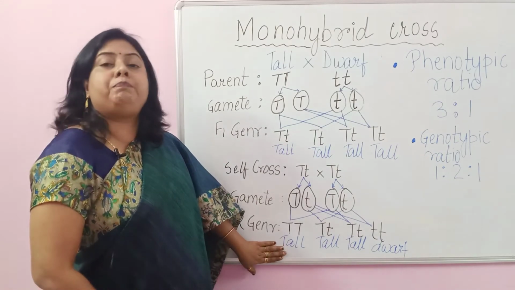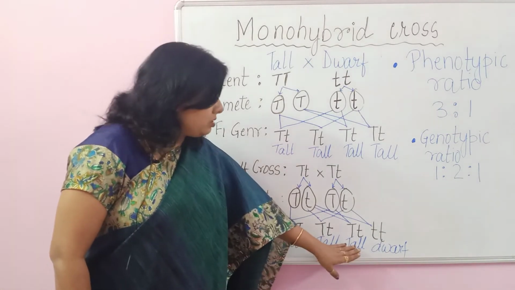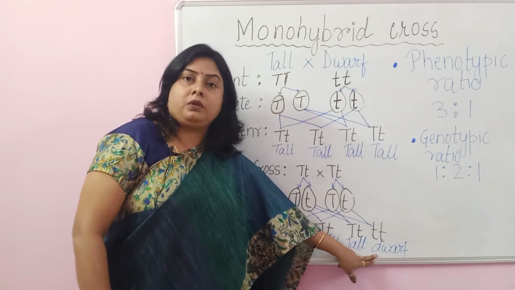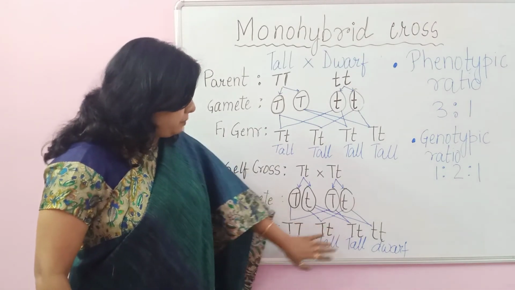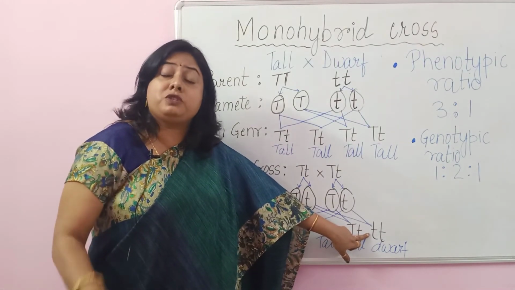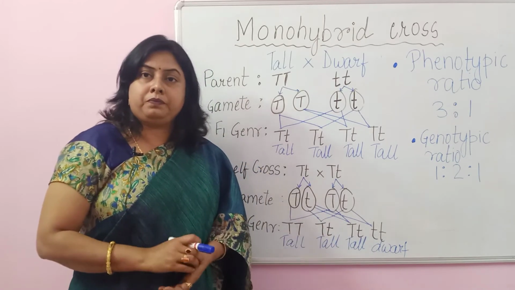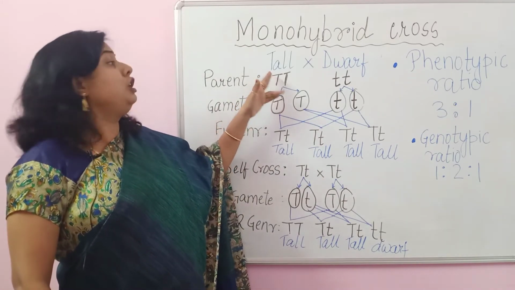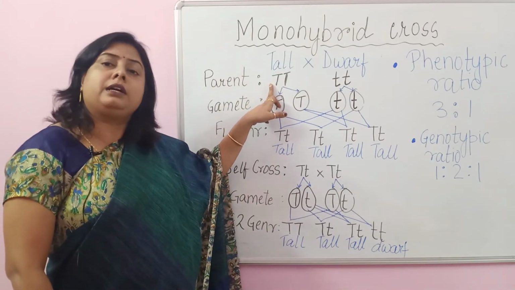So this is the pure tall plant. This is hybrid tall. This is also hybrid tall, and this is dwarf. Dwarf is always pure. So what did he conclude from here? Again, wherever capital T is present, the plant is tall. And when capital T is absent and two alleles of small t are there, then the plant is dwarf.